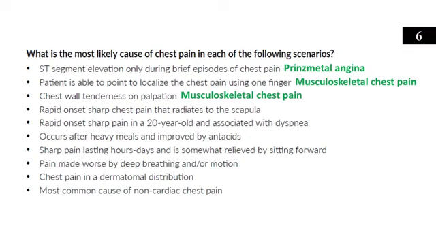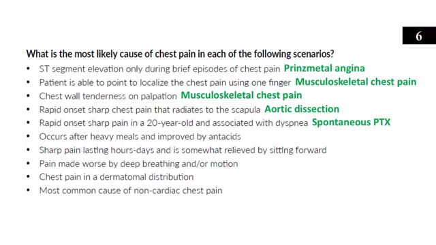Rapid onset of sharp or tearing chest pain that radiates to the scapula is an aortic dissection. Rapid onset of sharp pain in a 20-year-old that's associated with dyspnea is a classic presentation of a spontaneous pneumothorax. It's a little different than a tension pneumothorax. But this can be very painful and causes some shortness of breath, but you don't get a buildup of pressure that causes that shift of the mediastinum.